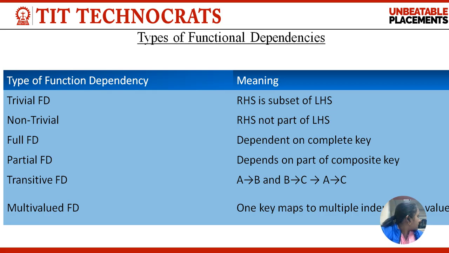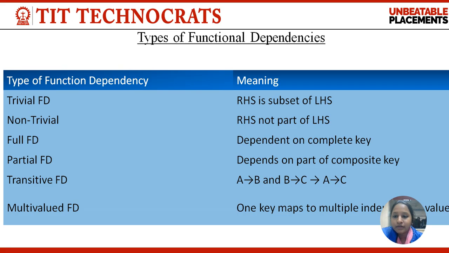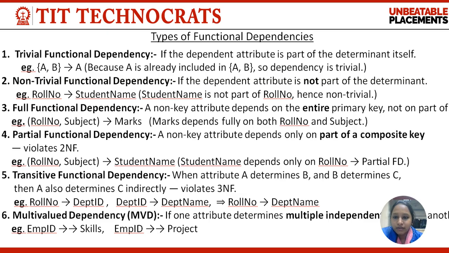Types of functional dependencies. Let's understand different types of functional dependencies: trivial FD, non-trivial FD, full functional FD, partial functional FD, and transitive FD. So first is a trivial functional dependency, when the right hand attribute is already part of the left side, and the second is when the right hand attribute is not part of the determinant.